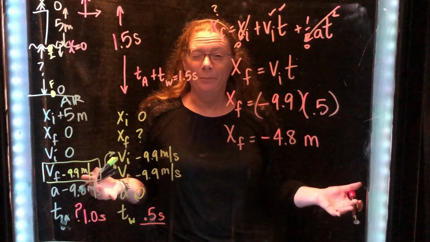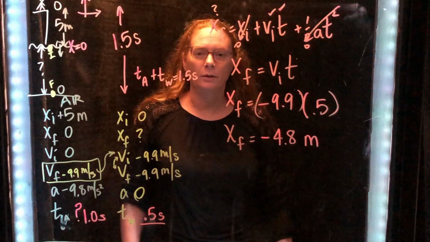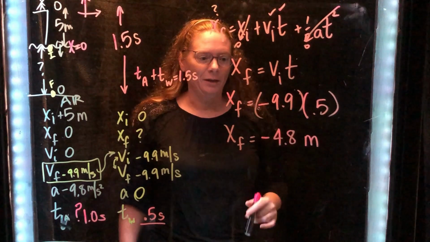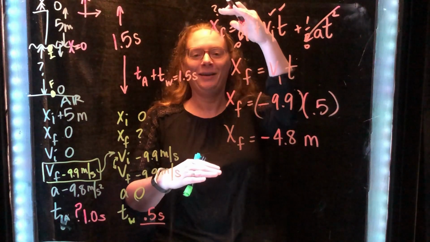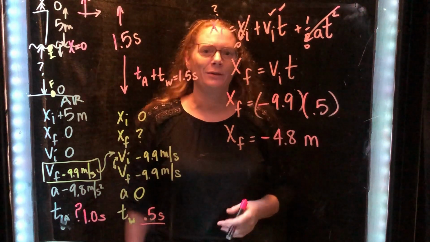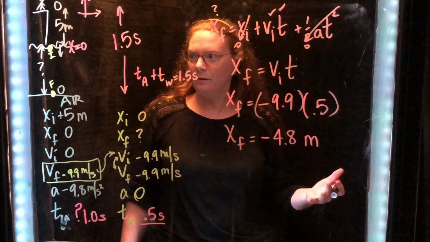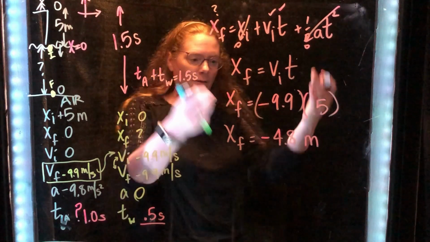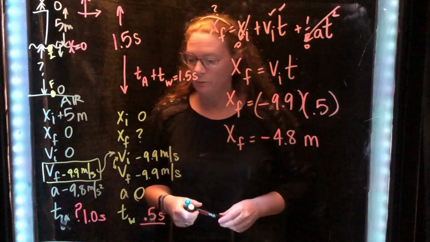Is it reasonable for the depth of a lake? 5 meters, 15, 16 feet? Oh, totally. If we'd gotten 48 meters, we would know it was wrong. If we got 0.48 meters, we'd know it was wrong. So this seems totally reasonable. The sign is good. The answer is good. I think, did we actually answer the question? The question was, how deep is the lake? Ta-da! The lake is just about 5 meters deep, which is a very reasonable answer.